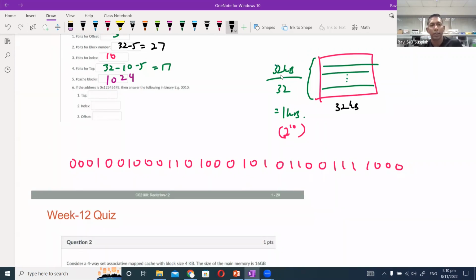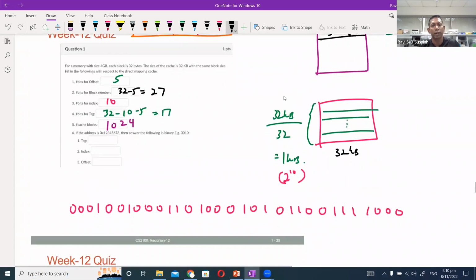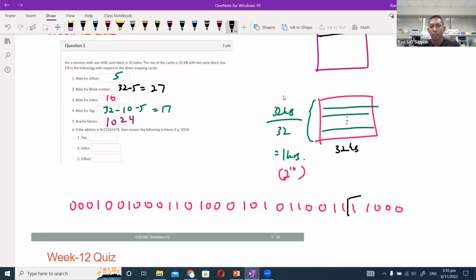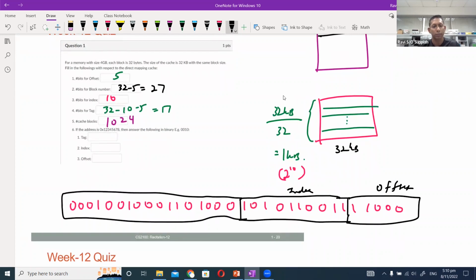Okay, so we know the offset is 5 and then 10. So from here to here will be the offset, then 10. All right, so 1, 2, 3, 4, 5, 6, 7, 8, 10. So this is your offset, this is the index, and then the rest of it is going to be your tag. All right, so I think it is quite straightforward. Direct map cache is what you have probably seen in your slides and your tutorial.